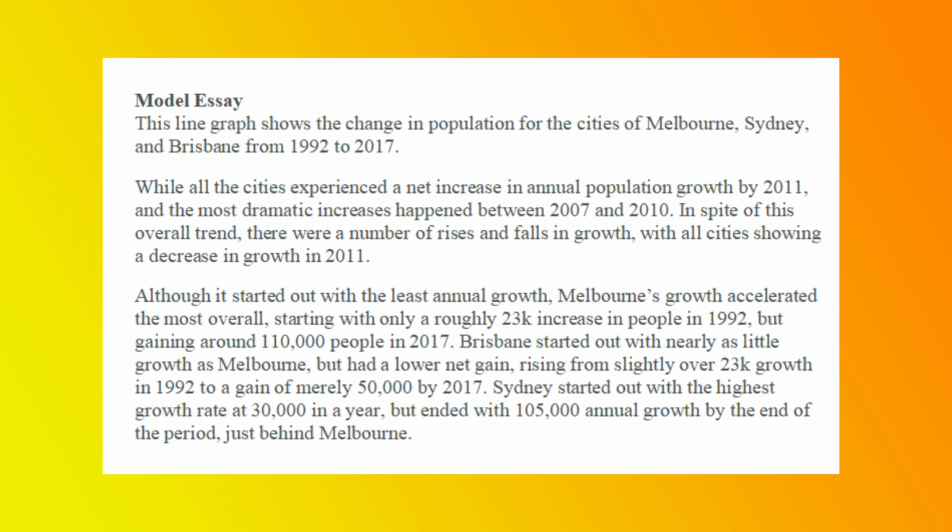Although it started out with the least annual growth, Melbourne's growth accelerated the most overall, starting with only a roughly 23,000 increase in people in 1992, but gaining around 110,000 people in 2017. Brisbane started out with nearly as little growth as Melbourne, but had a lower net gain, rising from slightly over 23,000 growth in 1992 to a gain of merely 50,000 by 2017. Sydney started out with the highest growth rate at 30,000 in a year, but ended with 105,000 annual growth by the end of the period, just behind Melbourne.